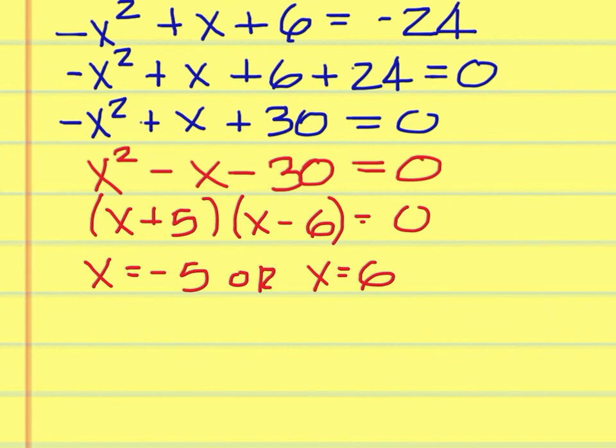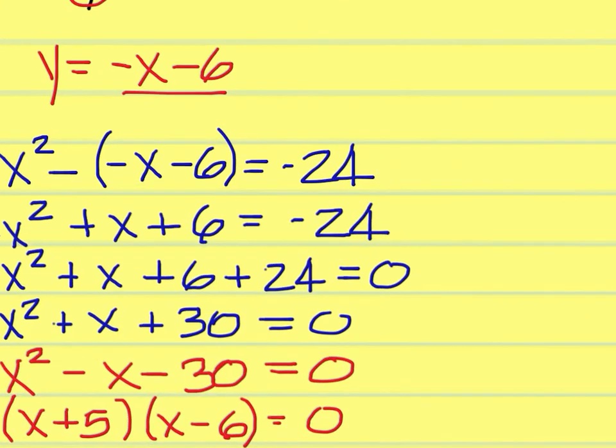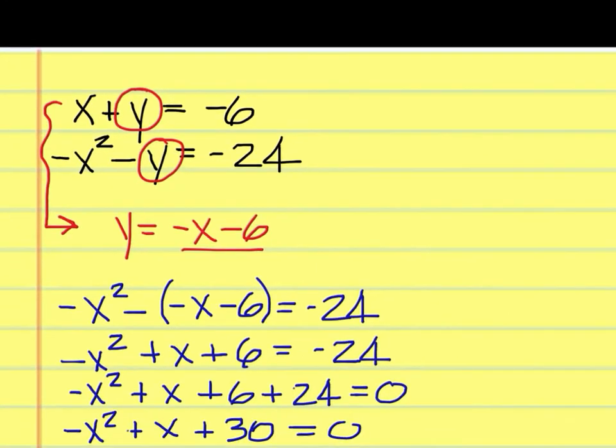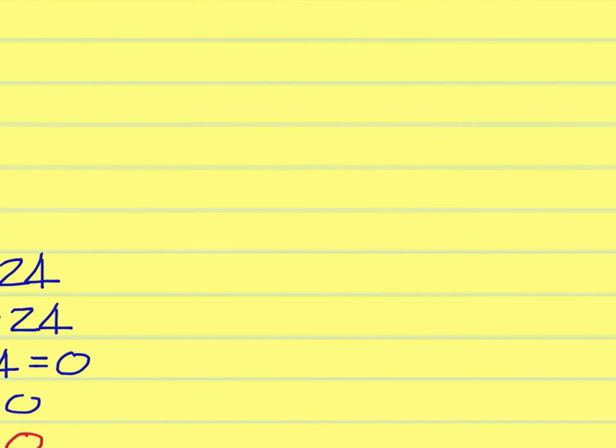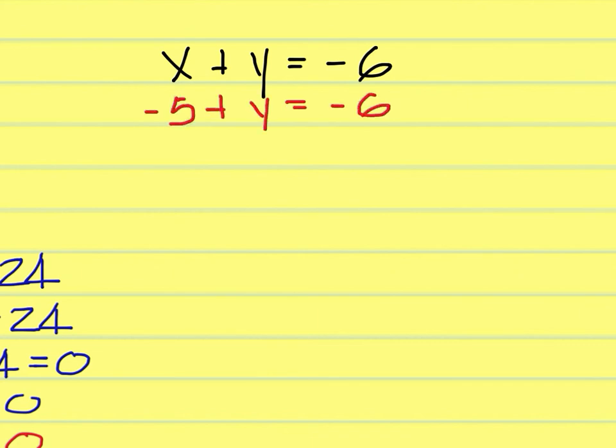So we need to take negative 5 and 6 to the top and plug it back into that top equation. X plus y equals negative 6, and plug in the negative 5 first. When we do that, we'll come back with negative 6 plus 5, which is a negative 1. So we put in a negative 5 and came back with a negative 1.